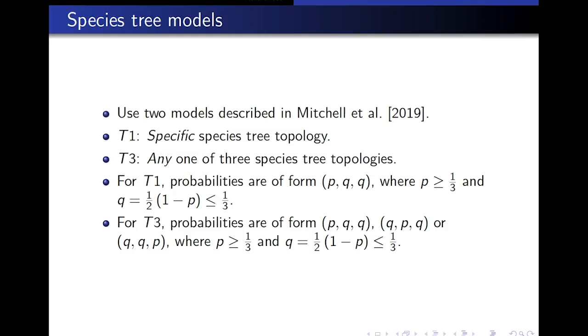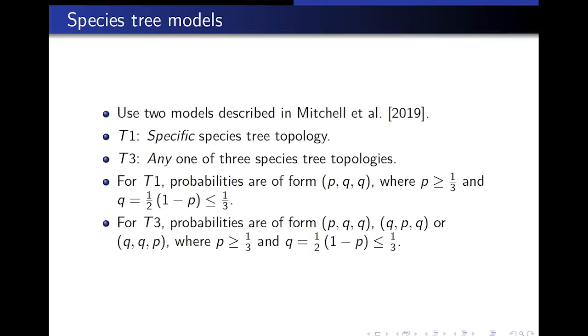Two models we're interested in are the T1 and T3 models of Mitchell et al. The T1 model assumes a specific unrooted quartet species tree topology. The T3 model assumes one of the 3 possible unrooted quartet species tree topologies. For model T1, the first probability is at least 1/3, and the other 2 are equal and no greater than 1/3. Whereas for model T3, because the species tree could be any one of the 3 topologies, any 2 probabilities are equal and no greater than 1/3, while the remaining probability is at least 1/3.